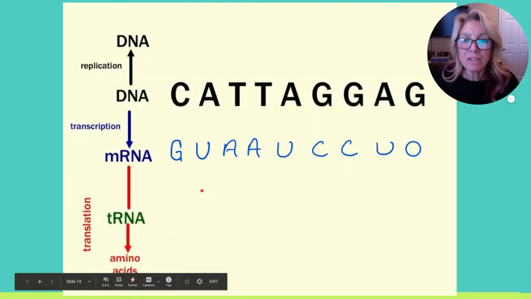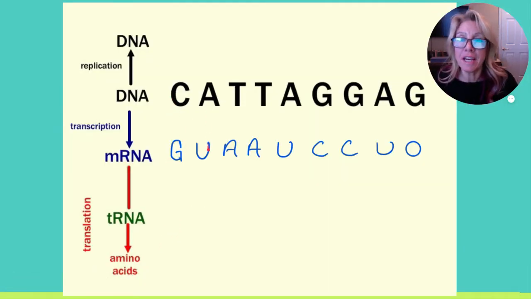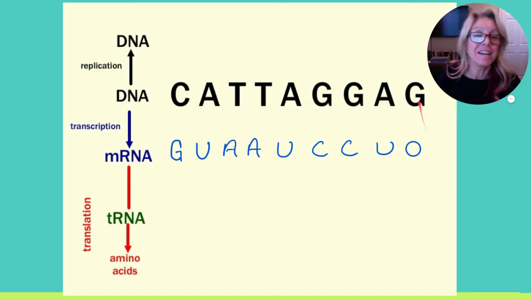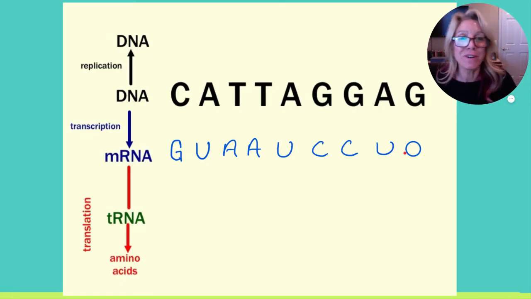Okay, so it would be G with C, A with U, T with A, because adenines are still here. This is the DNA, this is the RNA. A with U. Oh, this is funny, it defaulted to an O. This should be a C, okay? G with C, not some funky O.